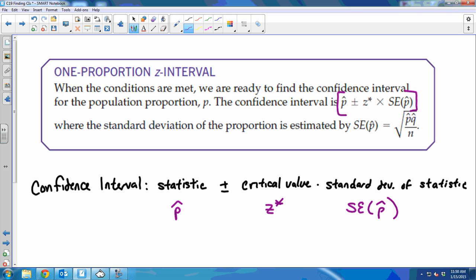When we talk about means, it's going to be almost the exact same thing. What do you think your statistic is when we do means instead of proportions? X bar, it's going to be a mean, right? Your critical values are going to be calculated the same way. It's just going to be a different model. It won't be normal anymore. We'll have a different model, but you calculate them similar.